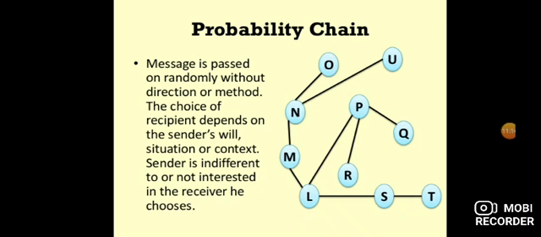So the sender is indifferent or not interested in the receiver, he chooses, and in that case the information will be confined to that person only. So in the probability chain, the message is transmitted to other persons depending on the will and intention of the speaker who is having the information. So this is how the probability chain works.